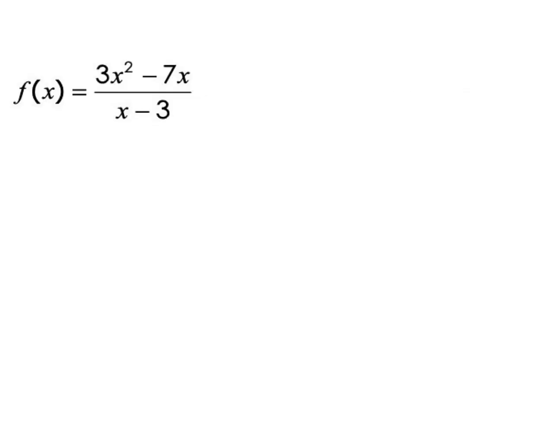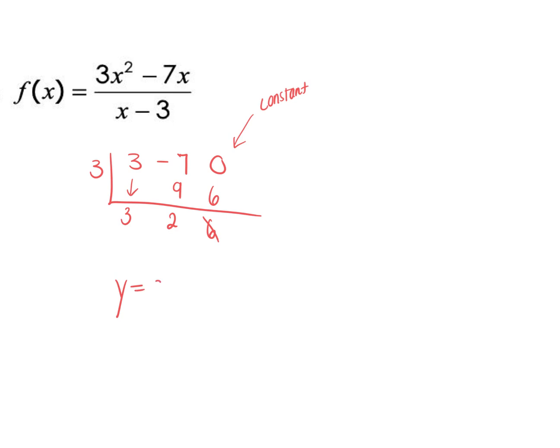Here we have 3x squared minus 7x divided by x minus 3. So we're going to synthetically divide. We include a 0 here for our constant. So we're going to first bring down our 3. 3 times 3 is 9. -7 plus 9 is 2. 2 times 3 is 6. 0 plus 6 is 6. This we ignore. So our oblique asymptote is y equals 3x plus 2.